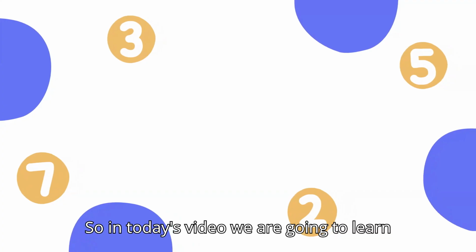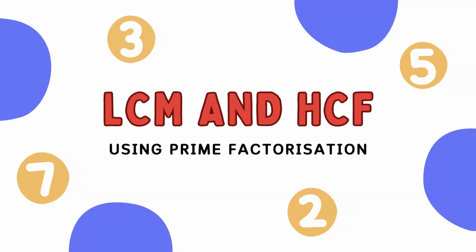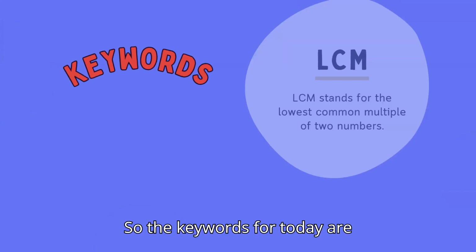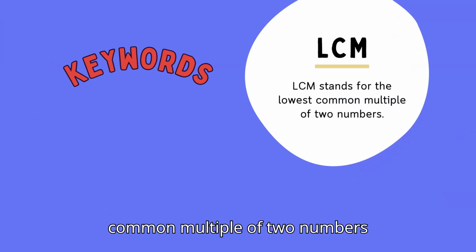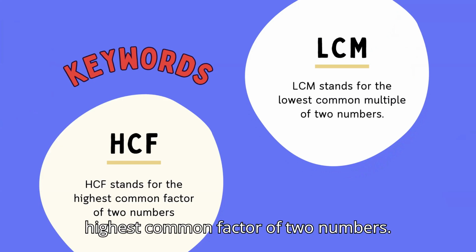So in today's video, we are going to learn how to find the LCM and HCF using prime factors. The keywords for today are LCM, which stands for lowest common multiple of two numbers, and HCF, which stands for the highest common factor of two numbers.